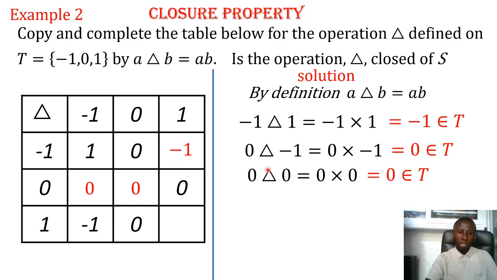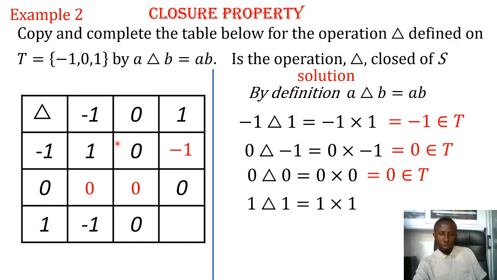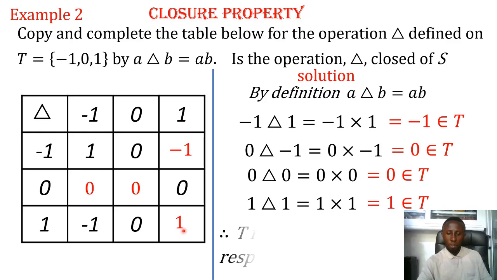Now, 1 operation 0. It's 1 operation 1, rather. So 1 operation 1 plus 1 operation 1. Here 1 operation 1 is not 1 times 1; in the definition, what is it? It is 1, and 1 also belongs to T. So you see the closure here.